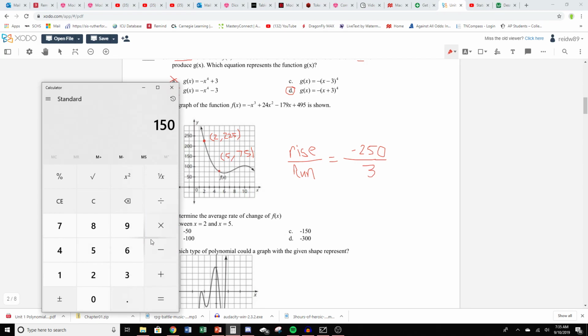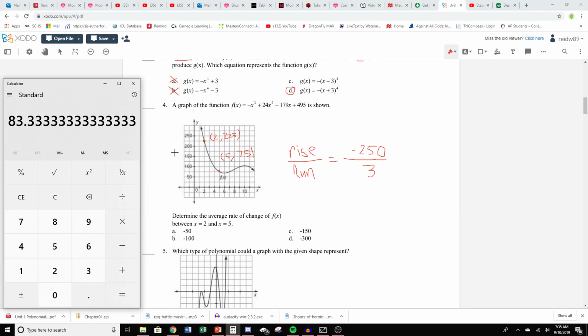Okay, so that should give us the right answer here. Let's see, negative 250. Well, I know it's negative, so we'll just do 250 divided by 3. And we get a decimal. So perhaps this is 5. That seems right. Let's see. Let me come back to this one in a second.